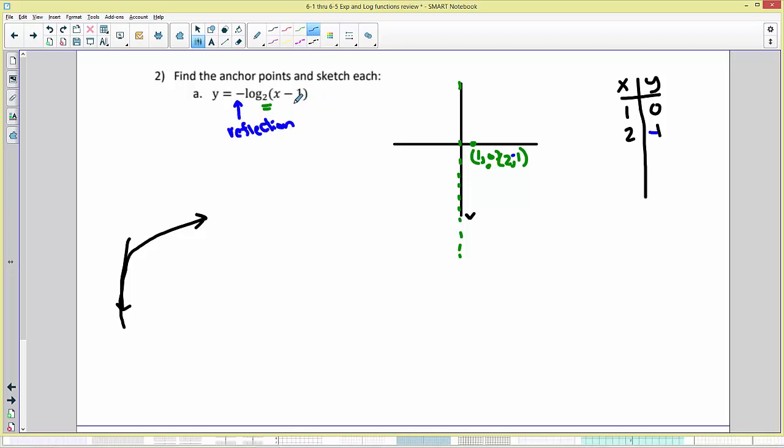Okay. But we also have another number going on here. We have this, and this is the same as parabolas, as is the reflection, and really all functions that we've dealt with up until now. That means a horizontal shift, because it's right next to the x, a horizontal shift of 1 to the right. So that means all my x values are going to change by 1 to the right.